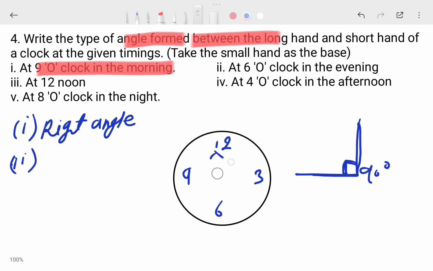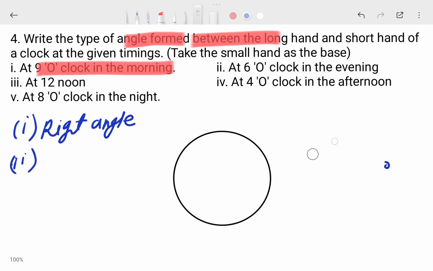For the second question, let's erase that one. The second question is telling that at 6 o'clock in the evening. So this is 12, this is 3, this is 9, and this is 6. So it is telling that it is 6 o'clock in the evening.